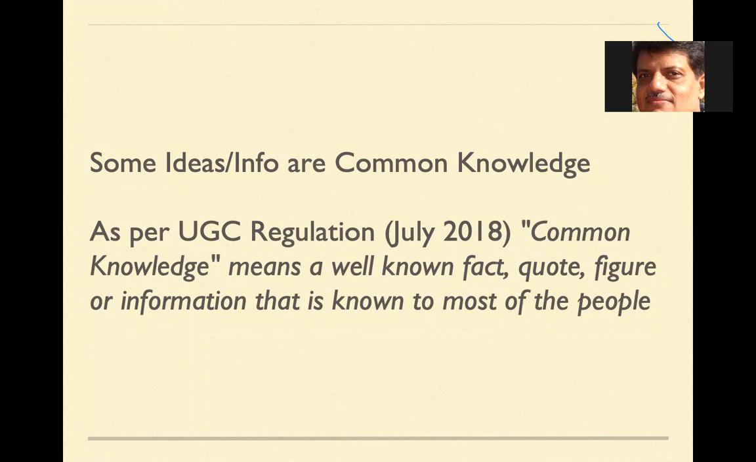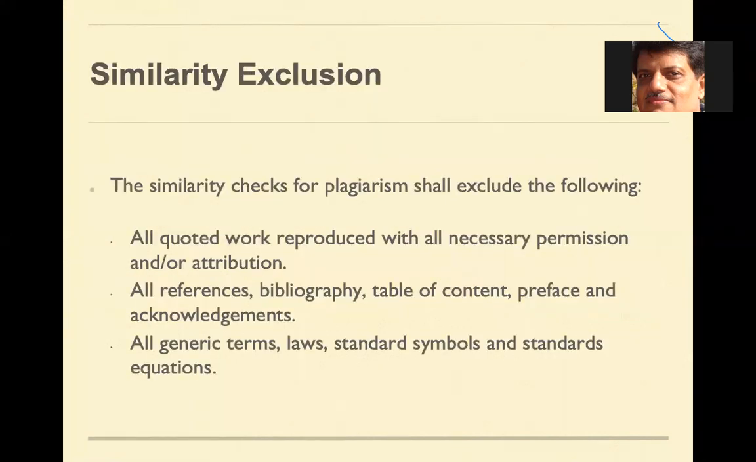But when we say that so many tests were conducted in COVID in, say, Maharashtra or in some other state, we have to mention a source, because if you don't mention the source, then a person who is reading your article will not know from which source you have got this information. So this is called common knowledge or common information, and this kind of knowledge does not need any kind of citation or reference. There are some other similarity exclusions also.